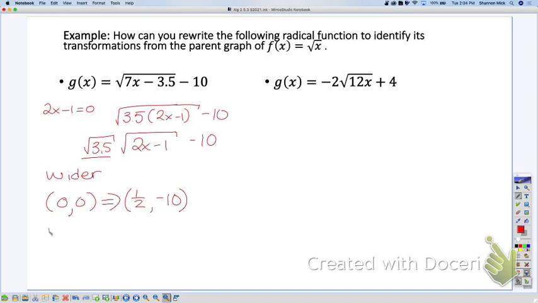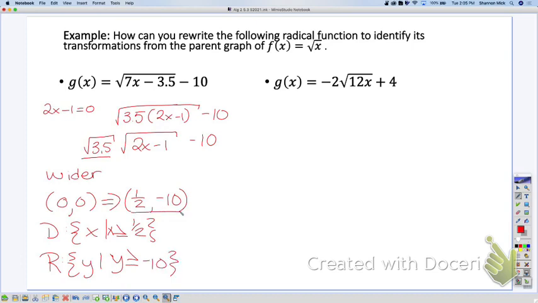Domain? X such that x is the yearly limit equal to 1. I did give her time to write. And range? Y such that y is greater than or less than negative 10. Those come from our vertex. Those come from our h and our k, right? Yes.